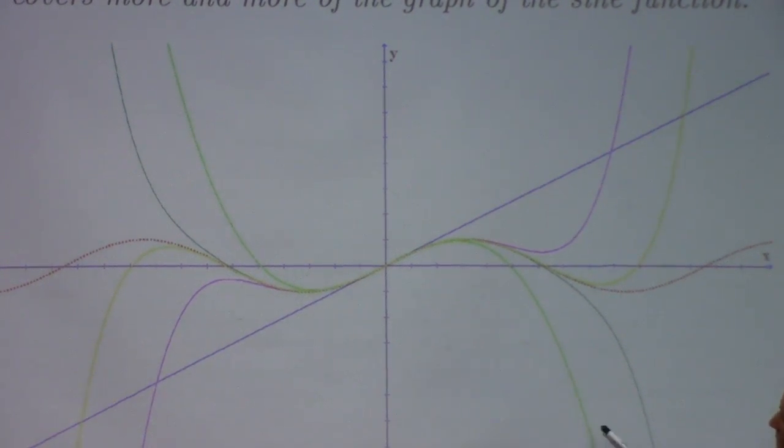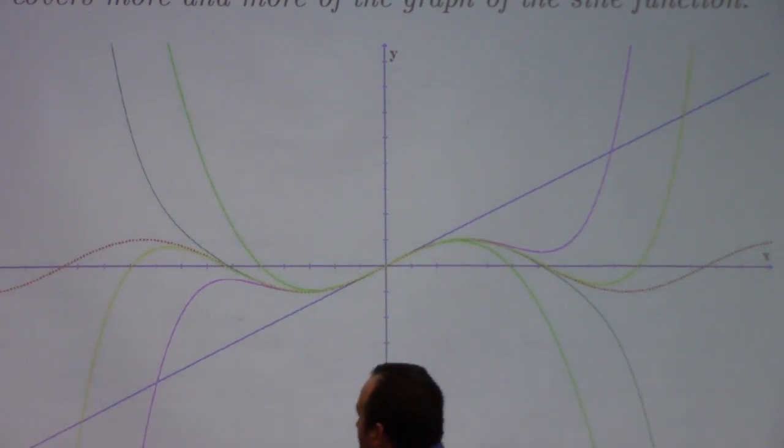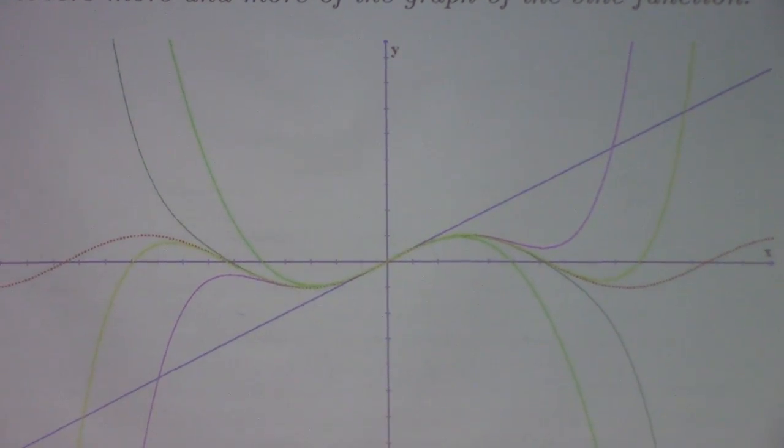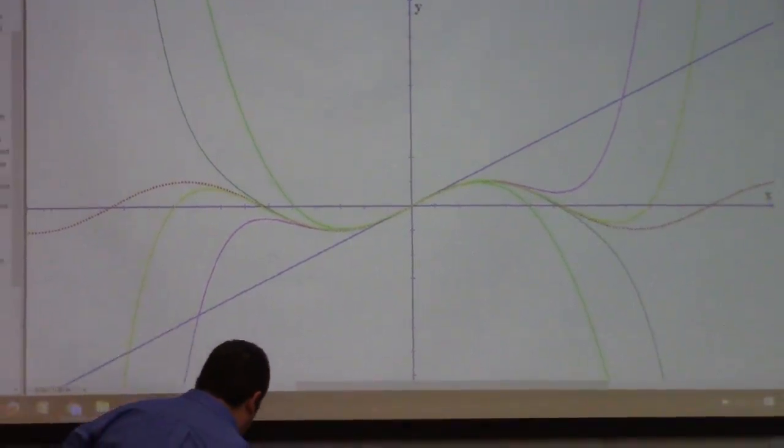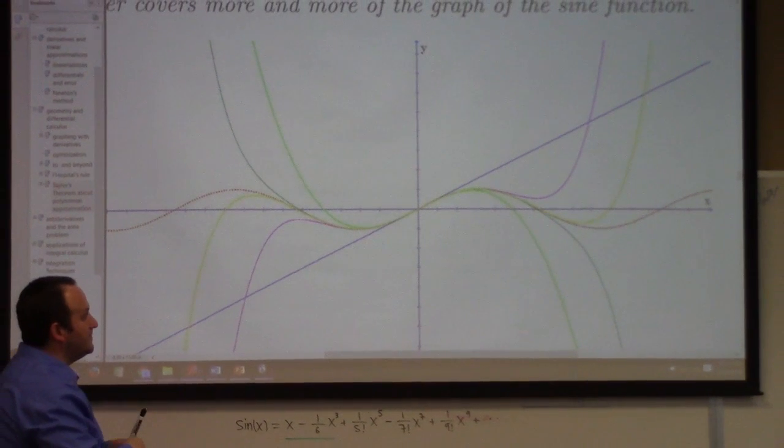Like the green is the cube. It's just x minus 1/6 x cubed. That's the green. Oh man, I've got a green like that in my office. I forgot to bring it. Oh well. It's too late. So that's the green function, the very lime green there.